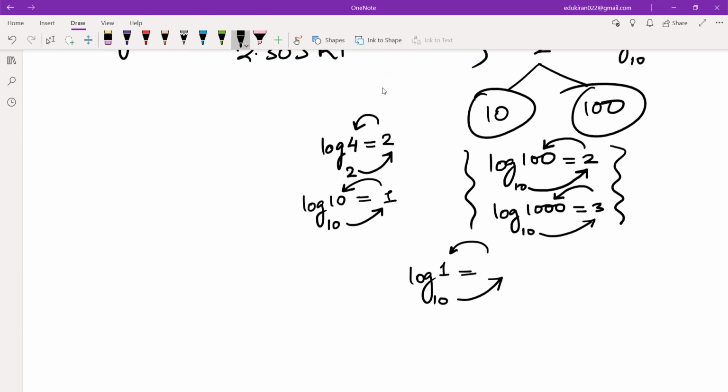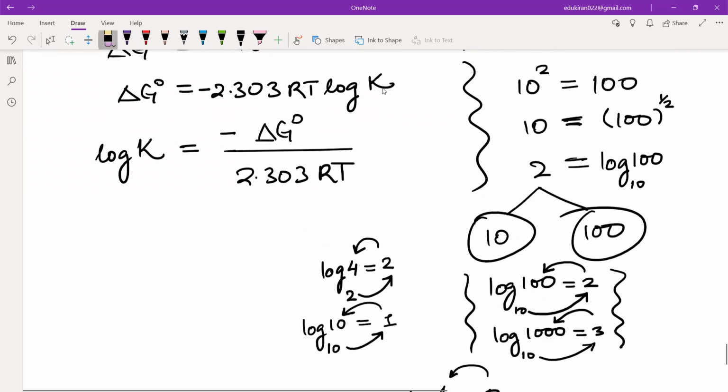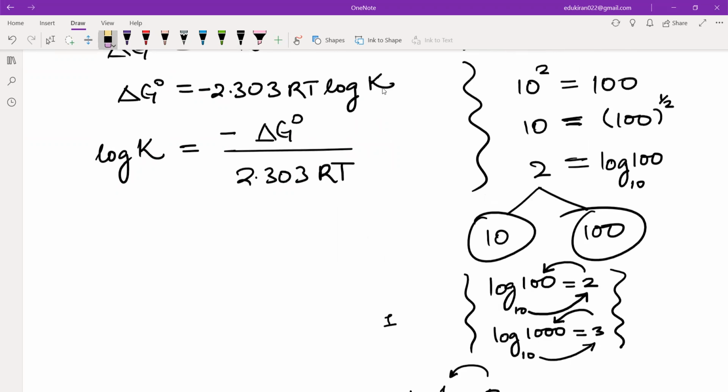0. Okay. Now look here, here also we have to do the same. So if I want to calculate the k, then this log is log to the base 10 because we have written log and 2.303. So 10 to the power of this much will be equal to k. Yes or no?